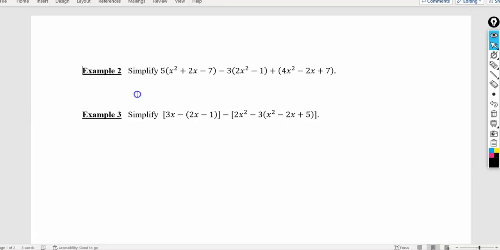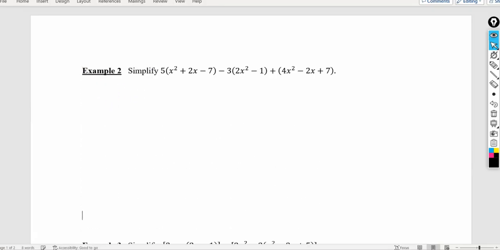All right, let's look at the second example. Let's just take it as it comes. Let's look at this first expression. The 5 is outside. It must be multiplied by everything on the inside. So without the parentheses, this is going to be 5 times x squared, then plus 5 times 2x, then minus 5 times 7, so minus 35. So that's taken care of.